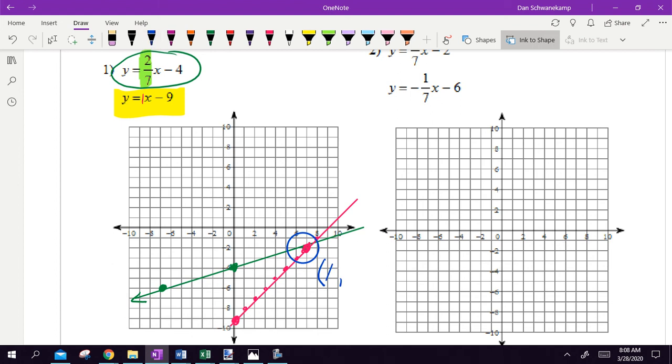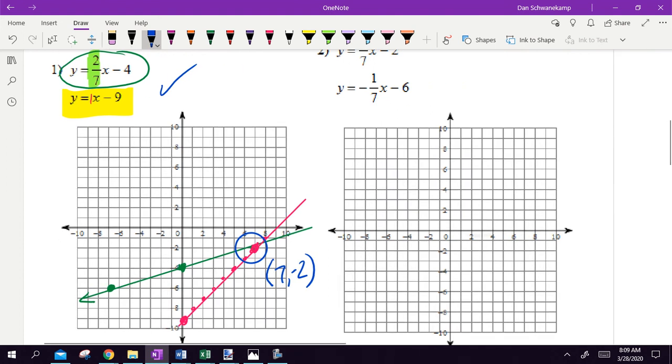I've got to turn off my line drawing stuff. 7, negative 2. That is the solution to this problem. If I plugged in 7 for x on this first equation, I would get negative 2. If I plugged in 7 on that second equation, I would also get negative 2. Those are the only two numbers that are going to make that statement true.